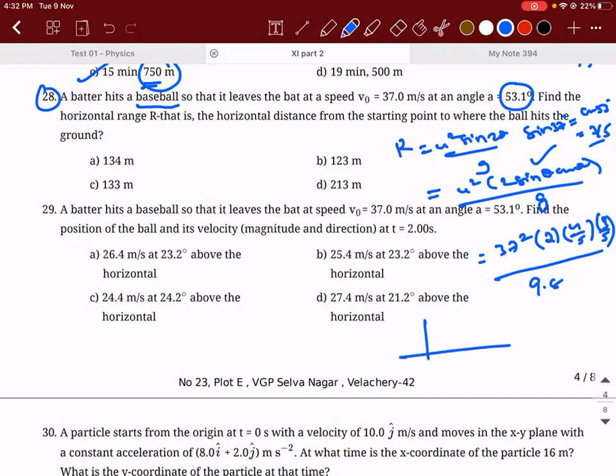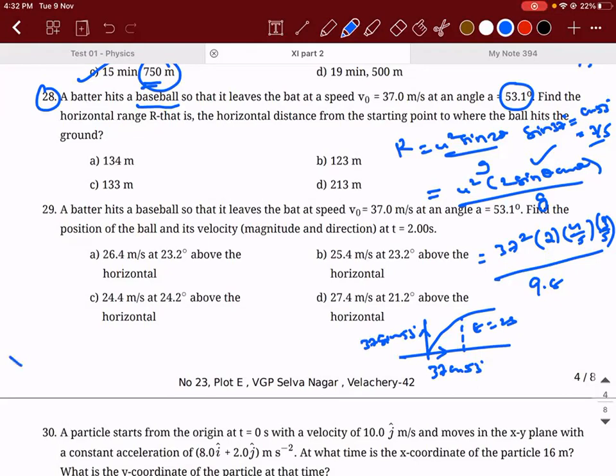See, the object is moving in this direction, right? After 2 seconds, let's assume the object is here. So 37 cos 53 is the velocity in this direction. 37 sine 53 is the velocity in this direction. t is equal to 2 seconds.